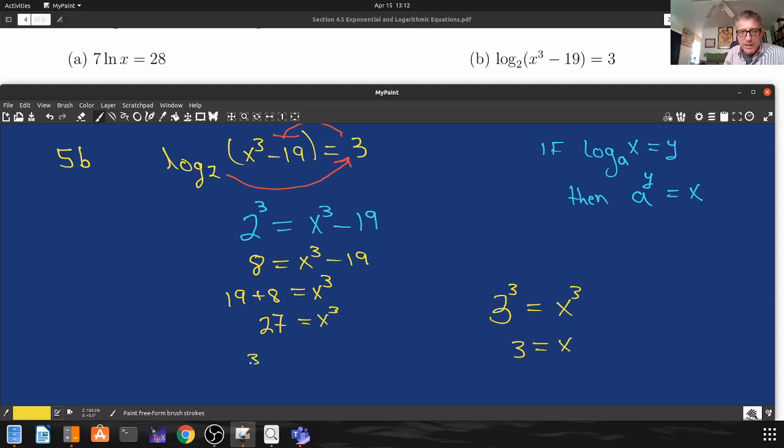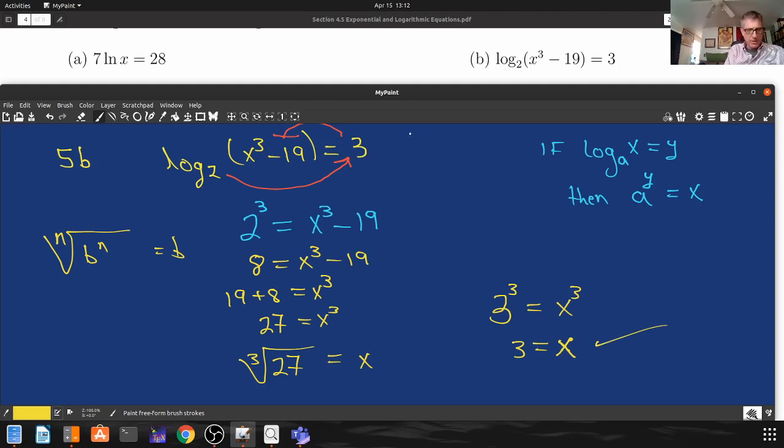If you want, you can take the cube root of both sides and you'll still get the same thing, because we use the property that the nth root of b to the n is equal to b. Either way you do it, however you get x is equal to 3, you're good to go.